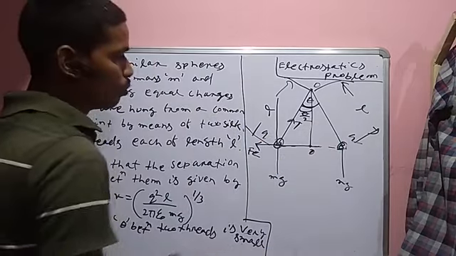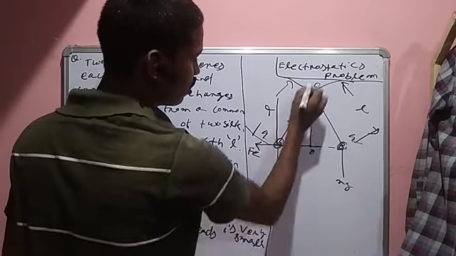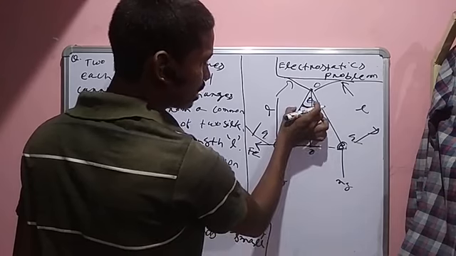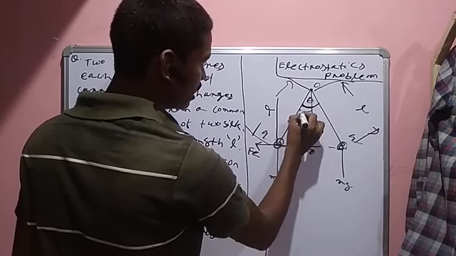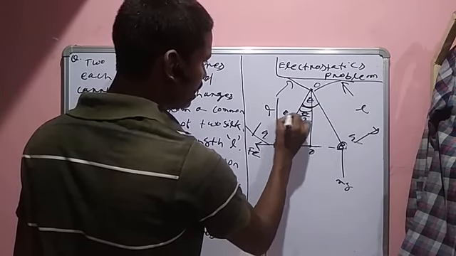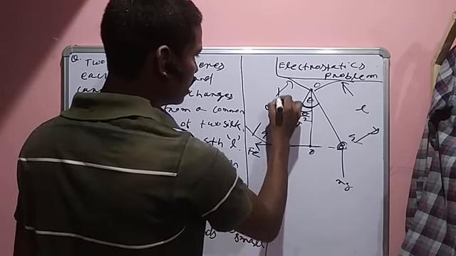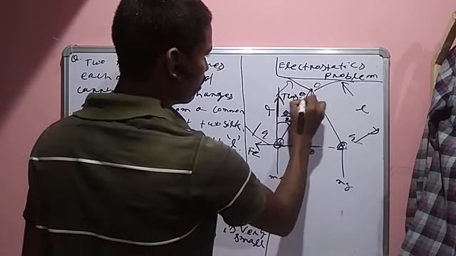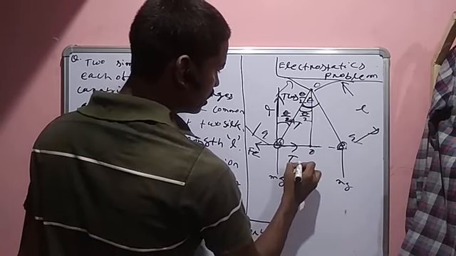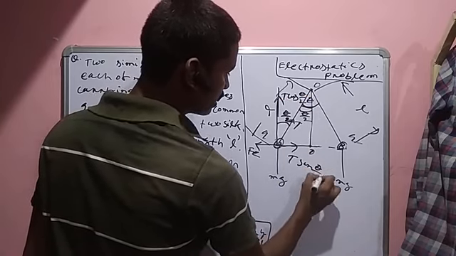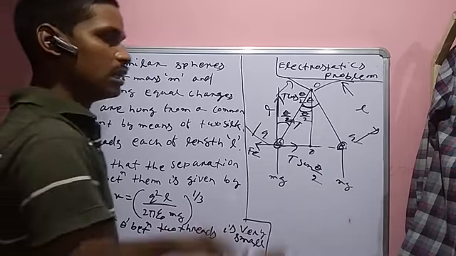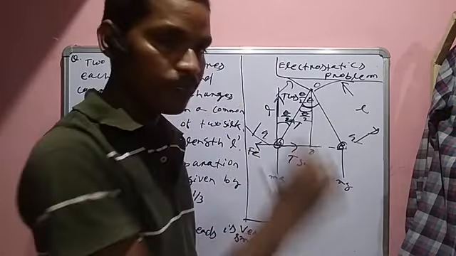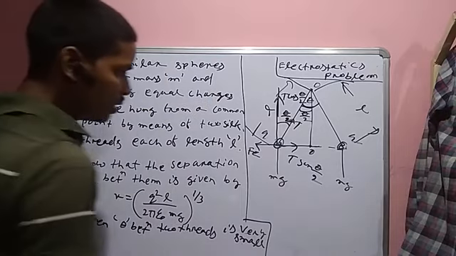So here T, the tension, is in the upward direction. This is the total theta, and this is half, theta by 2. Similarly this is also theta by 2. Here this is T cos theta by 2, and this is T sin theta by 2. We have already discussed in theory class. I will just recall in this problem. Listen.